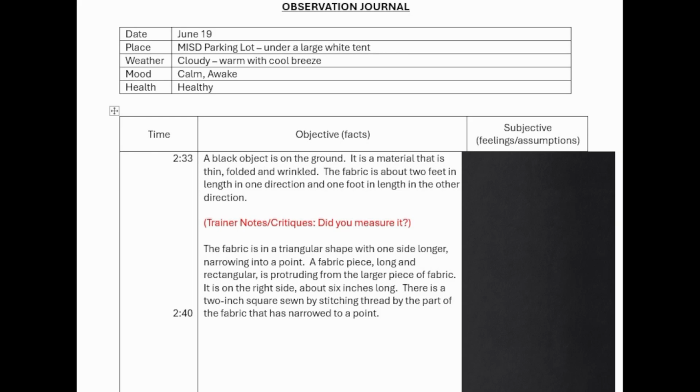And so right here, we're going to start the observation. This is a timed observation. The timing started at 2:33 in the afternoon and ended at 2:40. So you can see the time span for this first observation, and it's a very short, very simple observation. And here's what I wrote at the beginning of the observation. I wrote, a black object is on the ground. It is a material that is thin, folded, and wrinkled. The fabric is about 2 feet in length in one direction and 1 foot in length in the other direction.